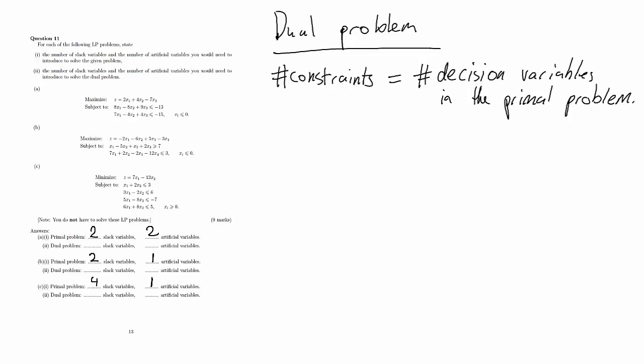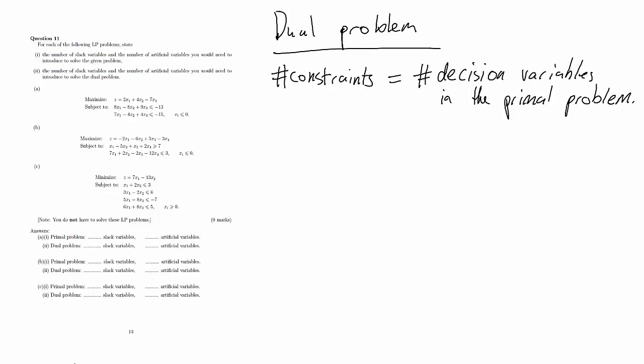So now for the dual problem, we can write down the number of slack variables. For part A, we have x1, x2, and x3. So we've got three slack variables in the dual problem. For part B, we have x1 through to x4. So we've got four constraints in the dual problem, and hence four slack variables. Finally, for part C, we have x1 and x2. So we're going to introduce two slack variables in the dual problem.